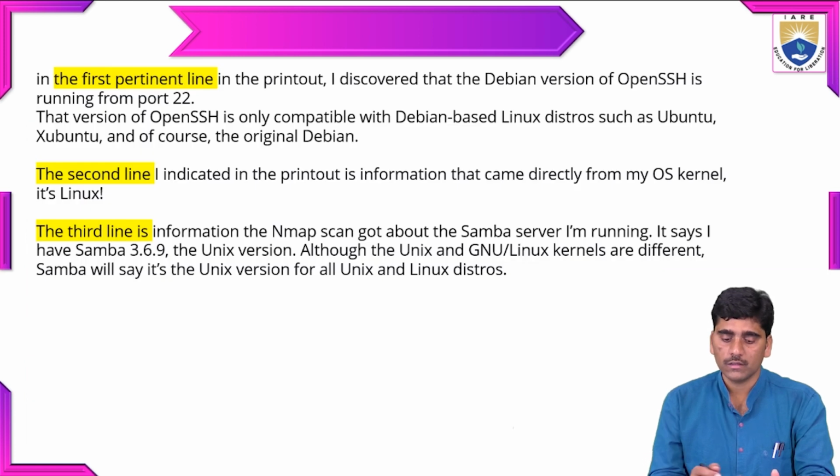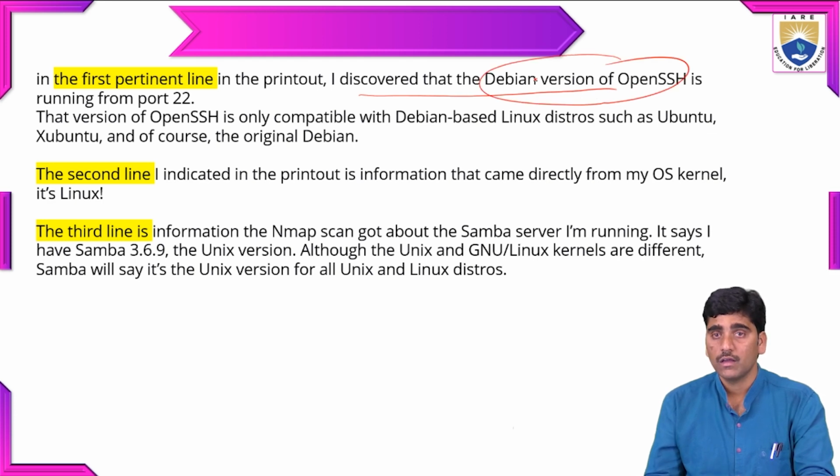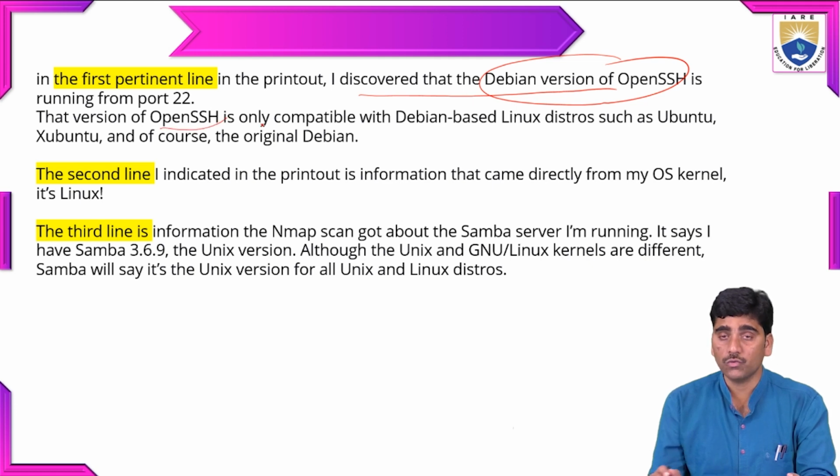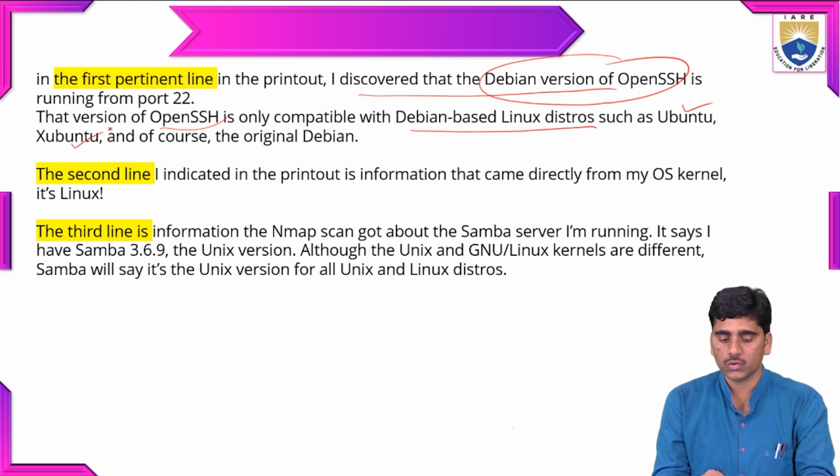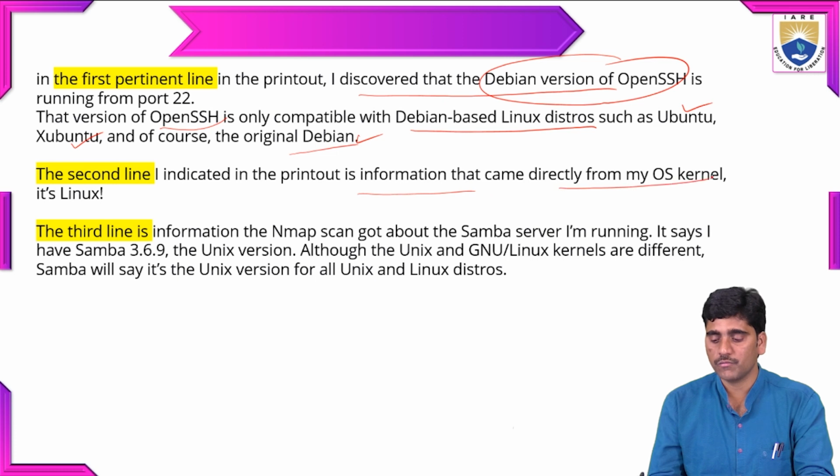So here the first line indicates that the printout: I discovered that Debian version of OpenSSH running from 4 to 22. That version of OpenSSH is only compatible with Debian based Linux distributions such as Ubuntu, Xubuntu, and of course the original Debian. But the second line indicates the printout of information that came directly from the OS kernel. What type of OS kernel? It's Linux that is being used.